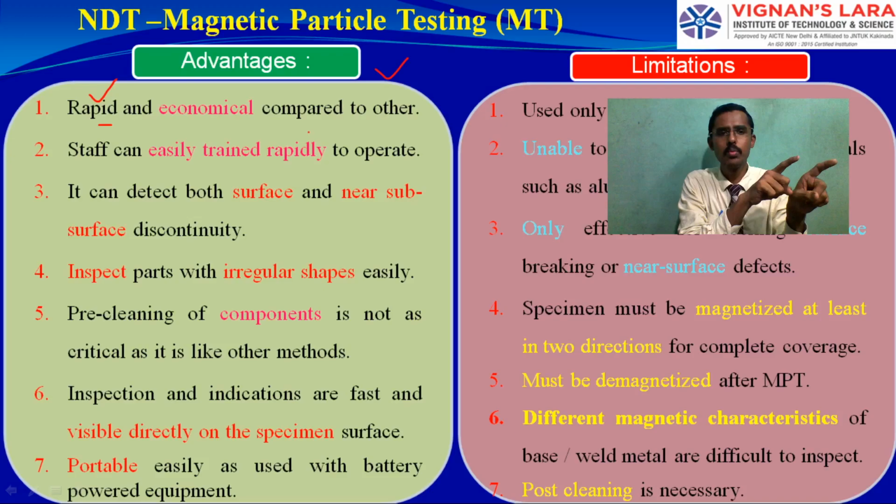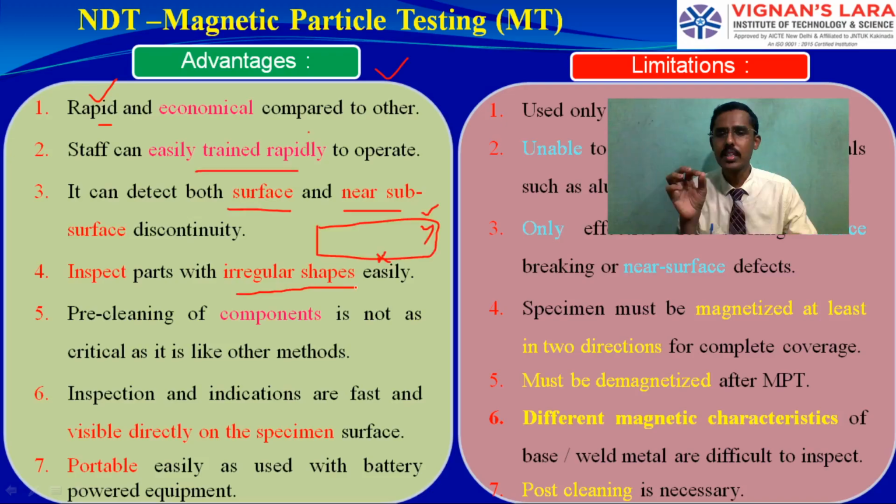It can detect both surface and subsurface defects. It can detect both surface and near subsurface, not the longer distance. This is the surface and this is the subsurface, not this one, not this point. So it can be done easily and rapidly. It can inspect parts with irregular shapes. Any shapes, no problem. We just have to create contact, pass the current, and create the field.